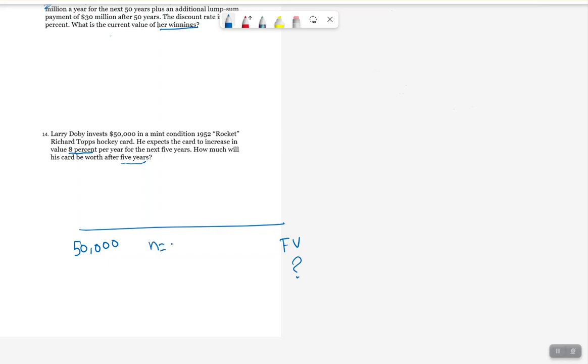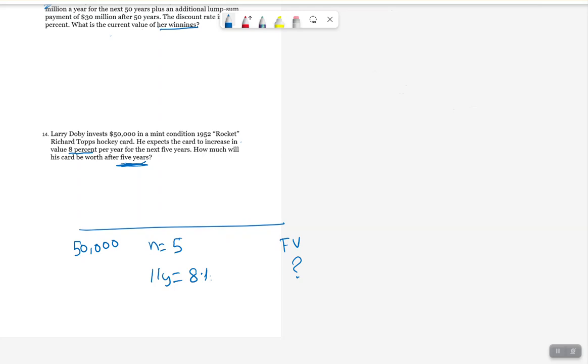So N is equal to the next 5 years. And then your I/Y in this case is 8%. Now, some of you say that's not the interest rate. No, the question says that he expects the card to increase in value by 8%. If it's going to increase by 8%, what does that mean? It tells us that the interest rate that we are going to generate on this is going to be 8%.